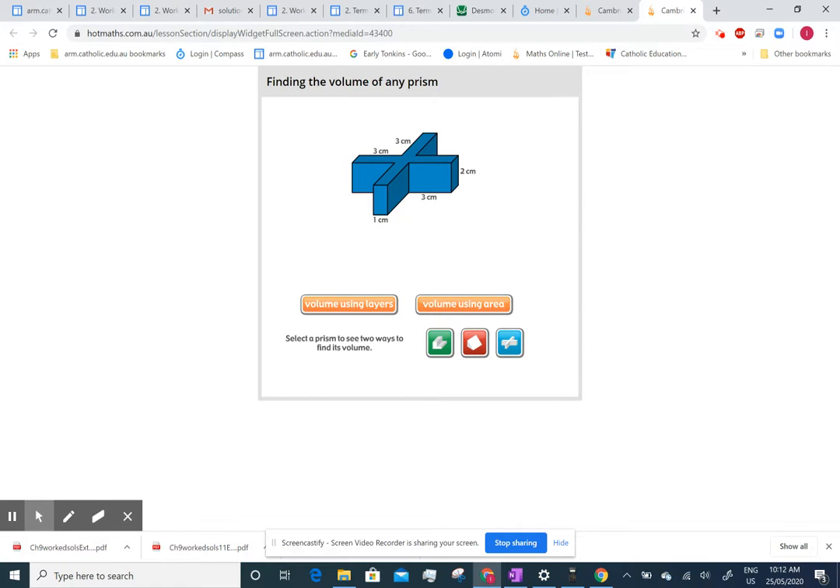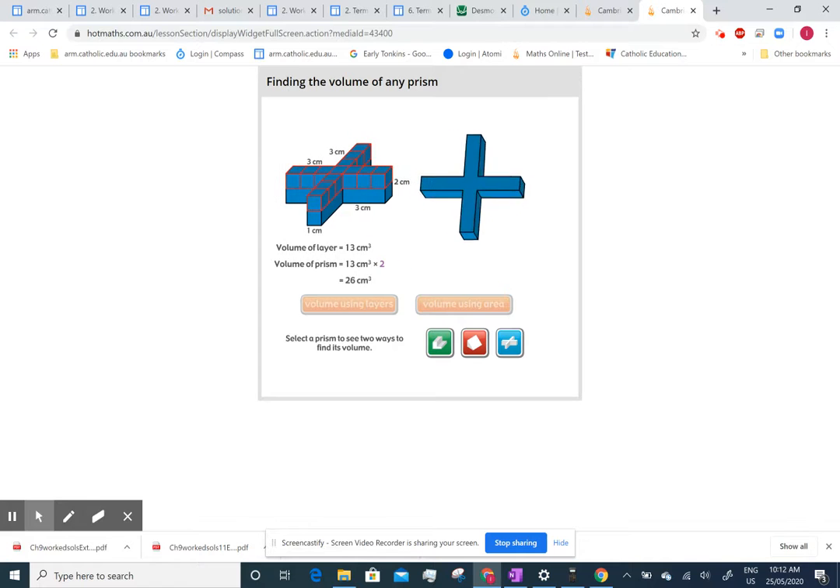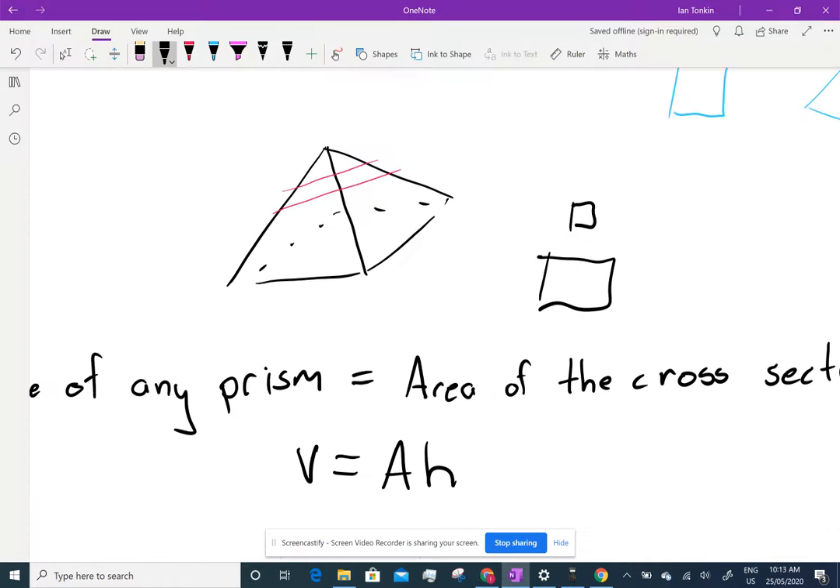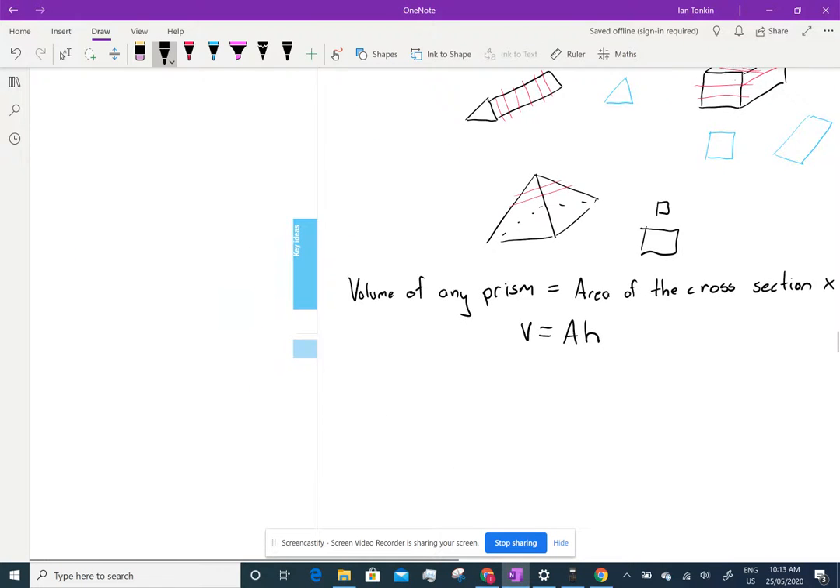Let's try the last one. Okay, so this has a regular cross-section. Let's have a look at the layers. There's the top layer, and there are 2 of them. So we get 26. Now if I use area, I just look at the polygon cross-section, get 13, and how deep is it, or what's the height? 2. So that's a really good way of doing it. Once you know that, you're away. So let's have a look at some of the questions.